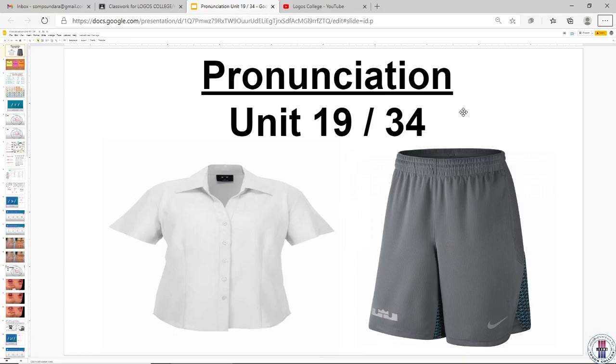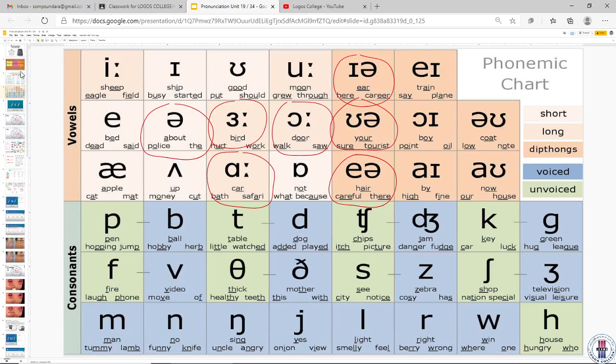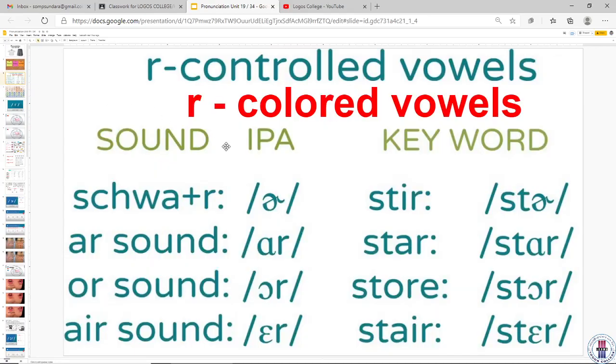This unit introduces to you two vowel sounds. If you look at this picture right here, this is a shirt, and these are shorts, and that's the or sound. However, in the UK, they don't like to pronounce the consonant R sound, and in the United States, they like to pronounce this sound.